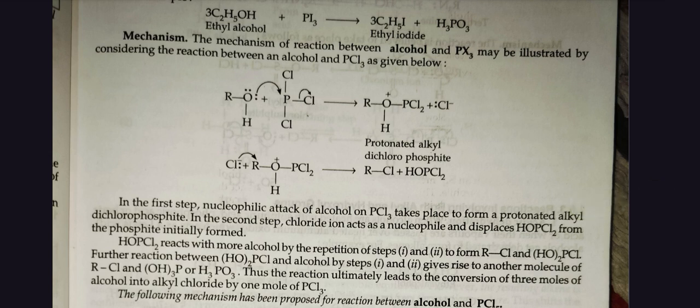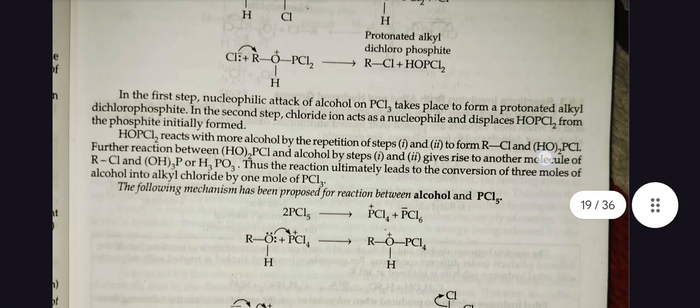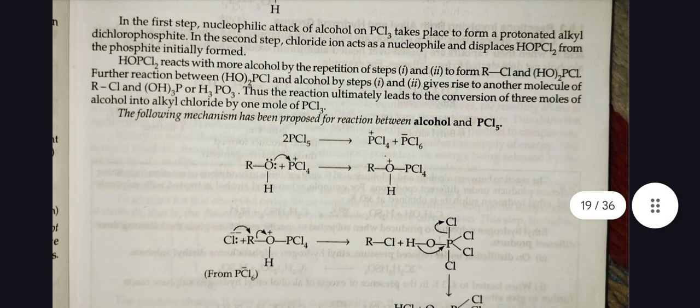Mechanism. The mechanism of reaction between alcohol and PX3 may be illustrated by considering the reaction between the alcohol and PCl3 as given below. In the first step, nucleophilic attack of alcohol on PCl3 takes place to form a protonated alkyl dichlorophosphate. In the second step, chloride ion acts as a nucleophile and displaces HOPCl2 from the phosphate initially formed.